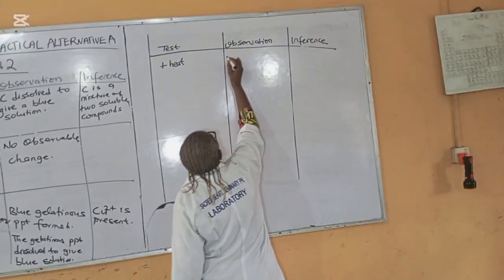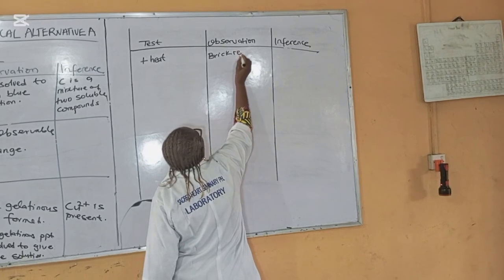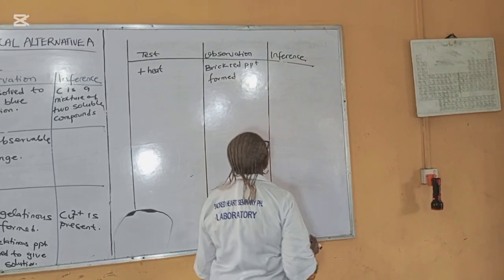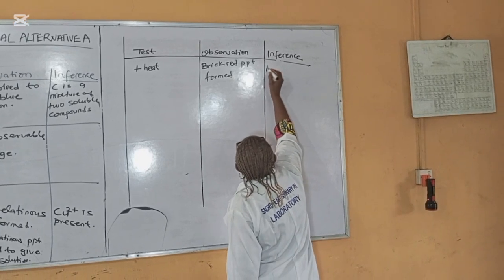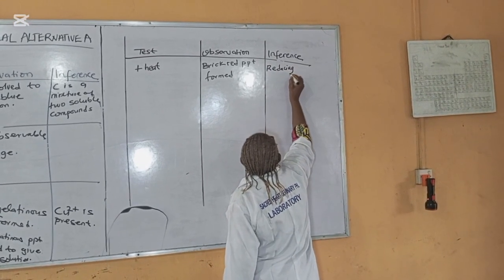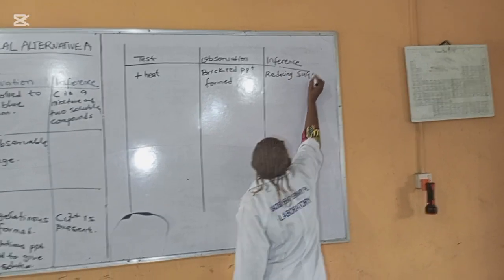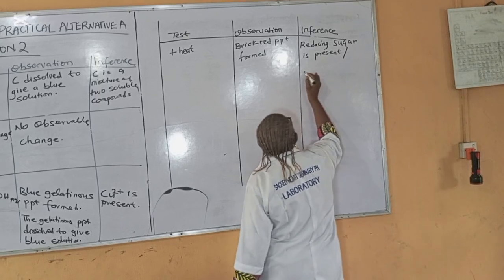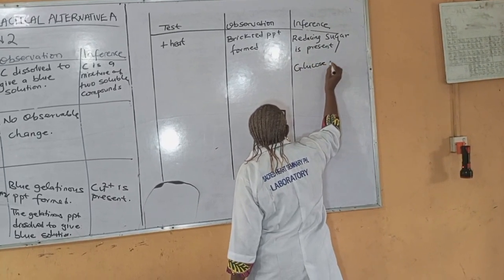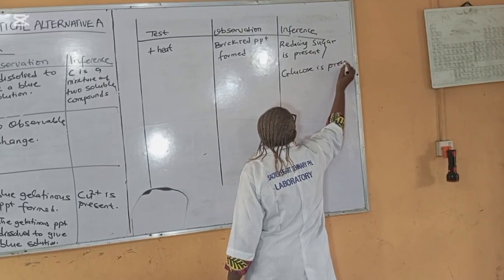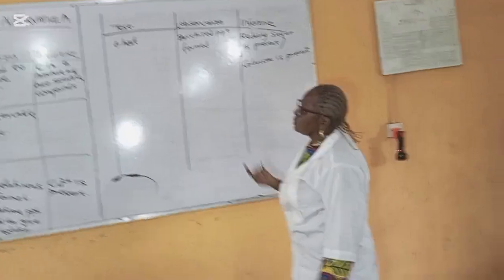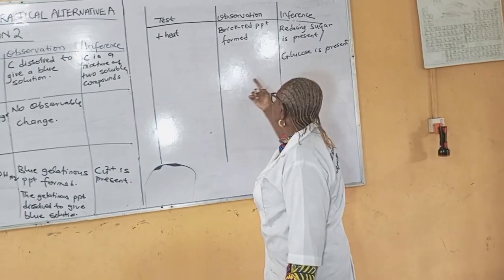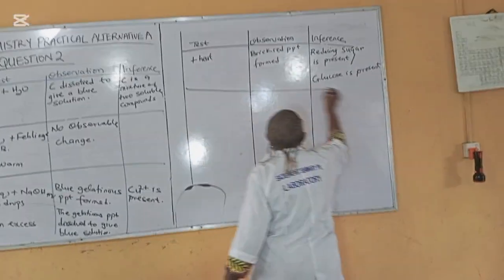Now say plus heat, brick red PPT formed. This is a positive test for reducing sugar. You say reducing sugar is present, or you say glucose is present. So that organic substance in the mixture of C is a reducing sugar. And brick red PPT is a positive test for the presence of glucose. You can underline. That's my third portion.